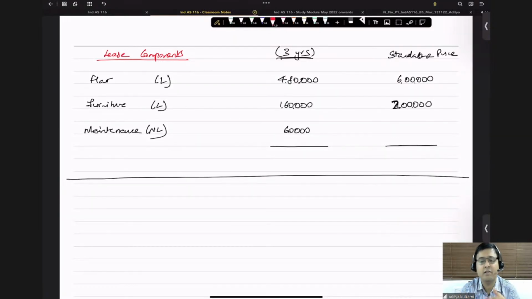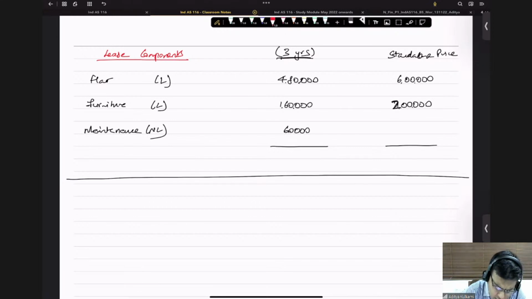How will you do the split? Depending on the standalone prices. So once you got the split, on the delivery of the AC, recognize that much revenue. As far as the warranty is concerned, that revenue you will spread over a period of 5 years as and when the performance obligations are fulfilled. So this is the same concept like what we used to do in the case of Ind AS 115.